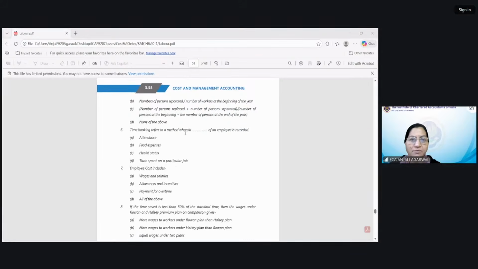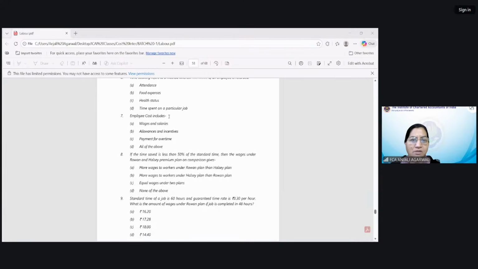Time booking refers to a method wherein timekeeping and time booking. So time booking is about recording how much time the worker spent on a particular job. What will employee cost include? Right, all of the above.